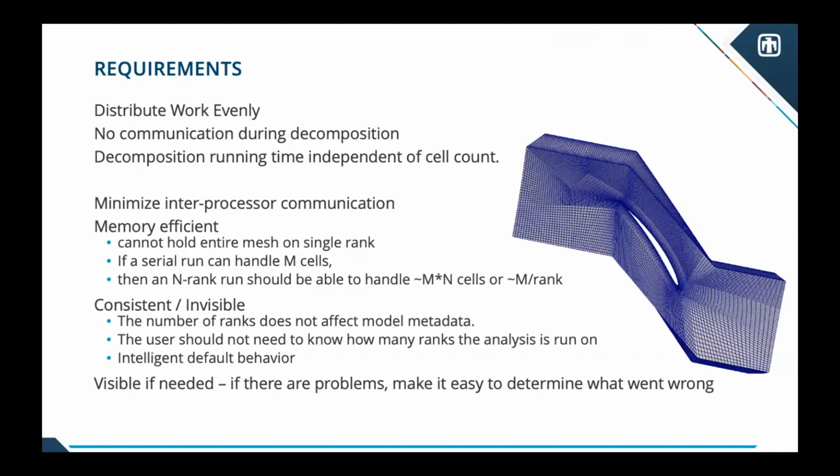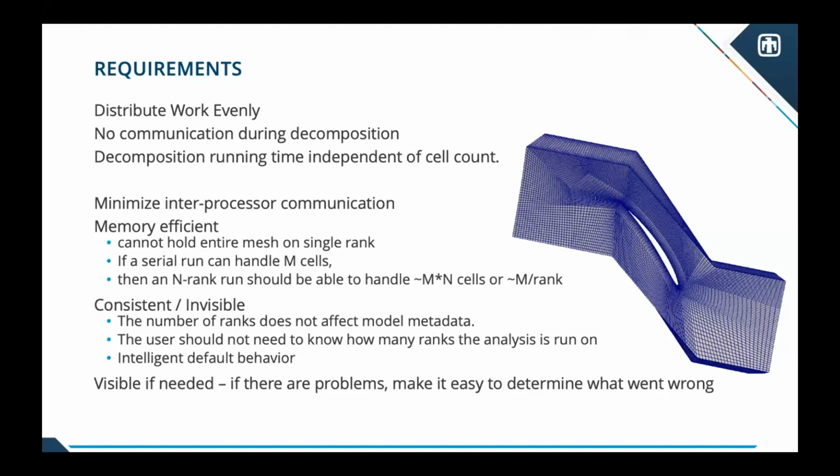During the analysis, you are going to have this communication, but we'd like to be able to get rid of that during the decomposition. And we want the decomposition to be dependent on the number of zones that you have in your mesh, but not the individual cells. Zones are on the range of 1 to maybe 100 or 1,000 zones, whereas your cells can go up to billions or tens of billions of cells.